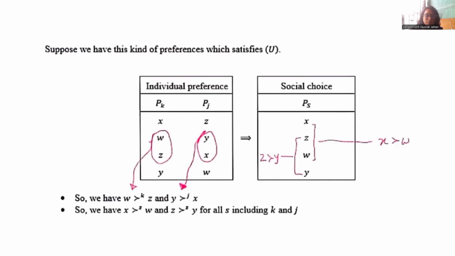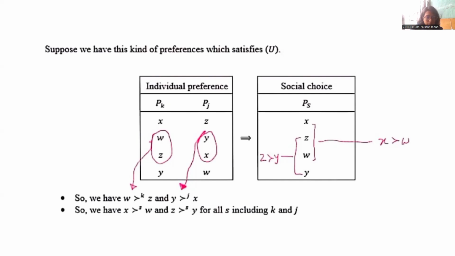Now we'll see the individual preferences and social preferences. The first table represents the individual preferences of K and J. Individual K prefers X to W, W to Z, and Z to Y. And individual J prefers Z to Y and Y to X. So we have X preferred to Z by individual K, and Y preferred to X by individual J.